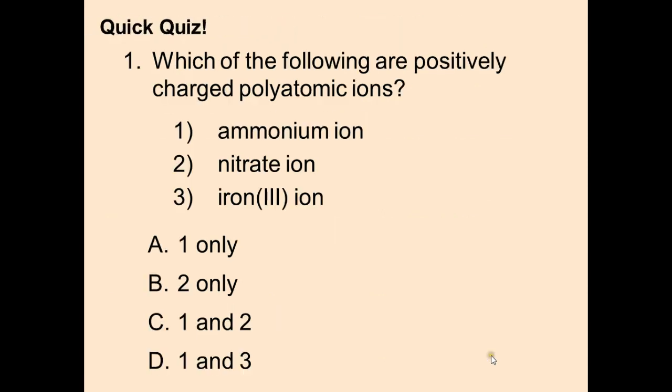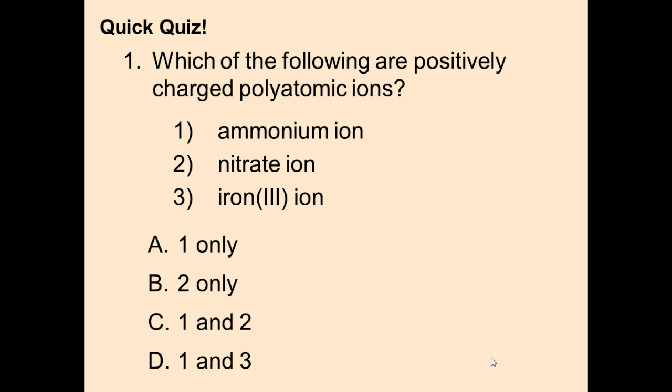And so here's a quick quiz to see what you learned about polyatomic ions. Which of the following are positively charged polyatomic ions? Let's just go through these 3 ions. So, ammonium ion. Ammonium is the first one on mine, so it's definitely a polyatomic, and it has a charge of 1+, so it is positive, so we have to have 1 in our answer.